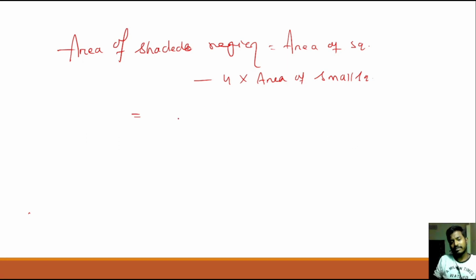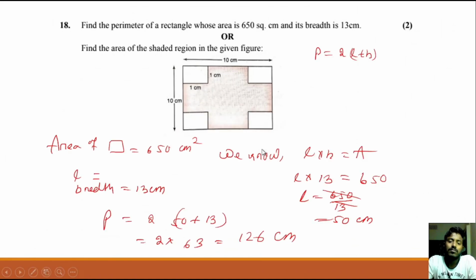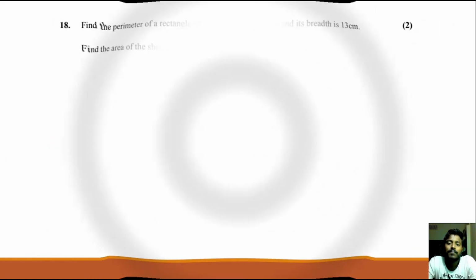So big square side equal to 10. So 10 square minus 4 into 1 square. So 100 minus 4 equal to 96 centimeter square. Okay, next question.